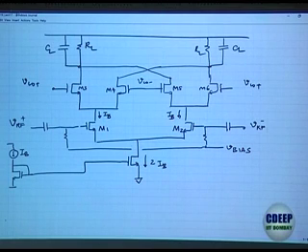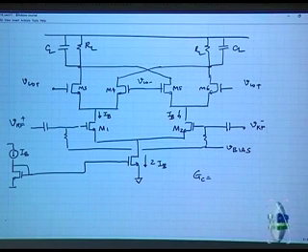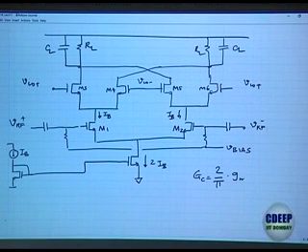What is the function of CL? It will filter out all the higher order harmonics, okay? Because you will create the plus term also, right? So, times RL.